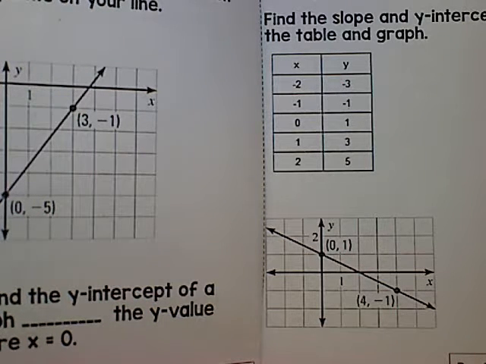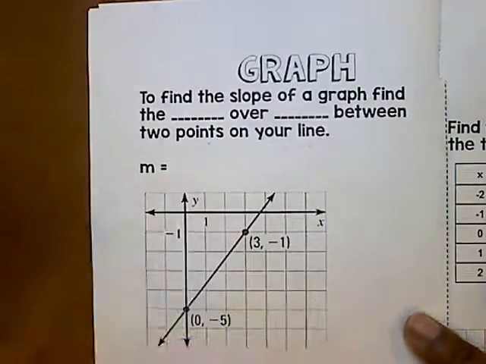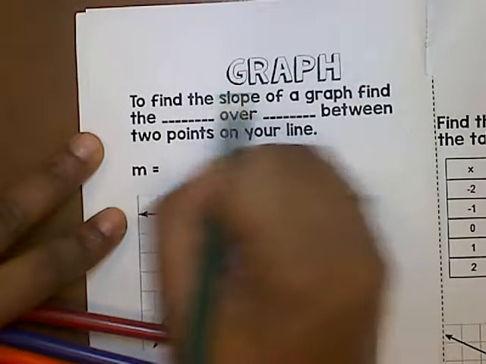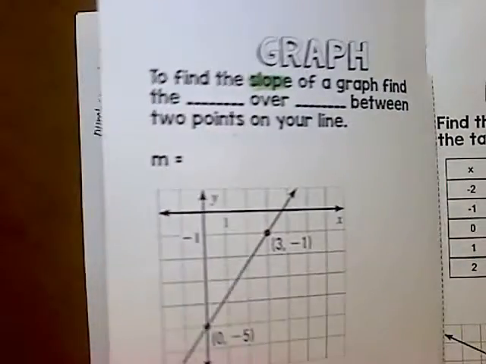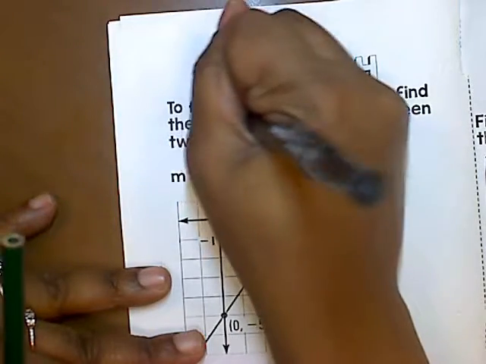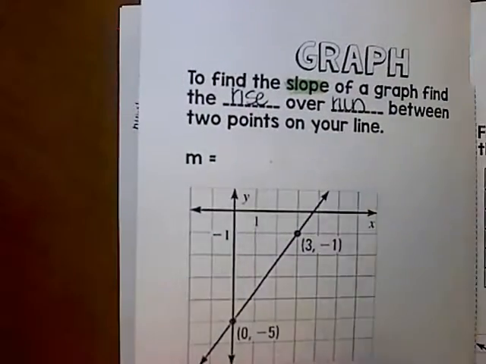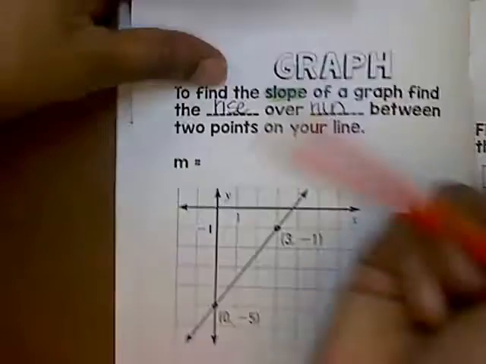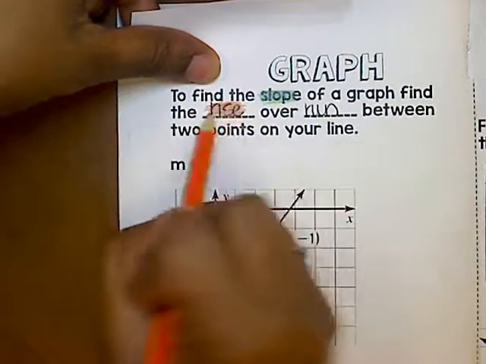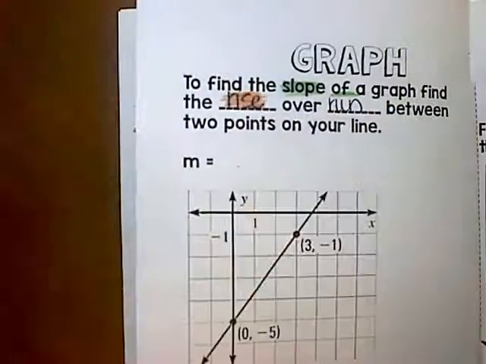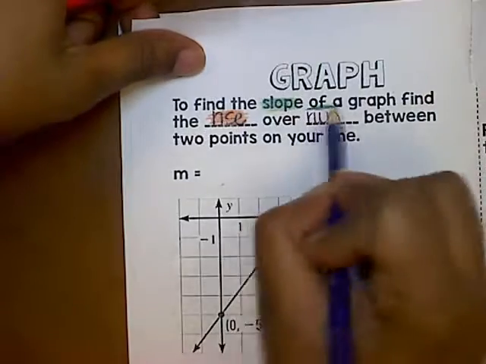Looking at our graph, you're still going to find our slope by doing rise over run again. So we're still going to do our slope by still finding rise over run, because you can do that in a graph. You do not need a table to do this. Find our rise over our run.